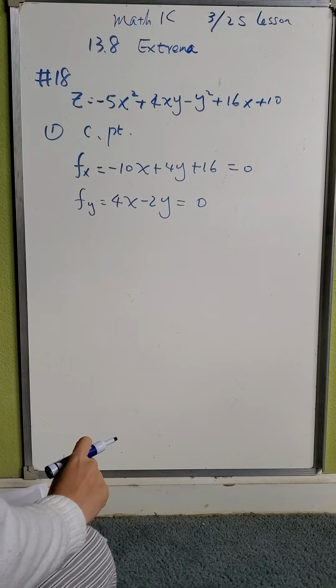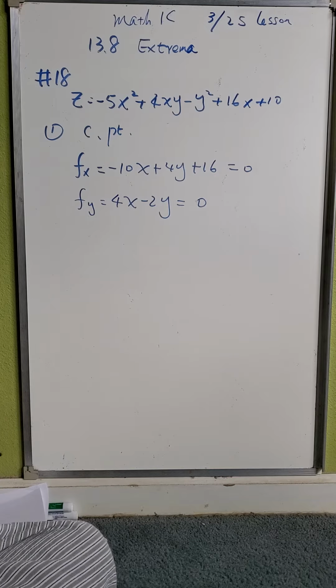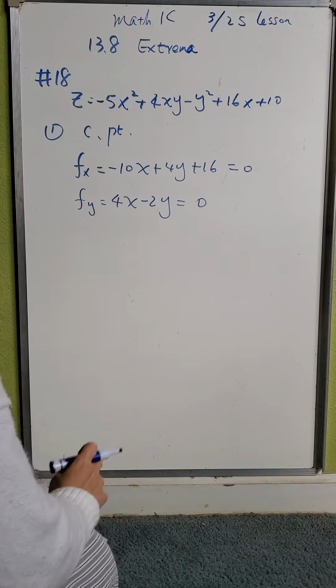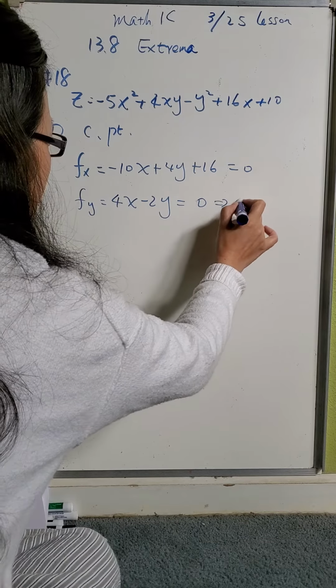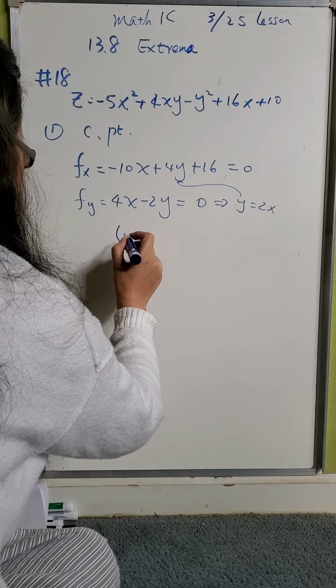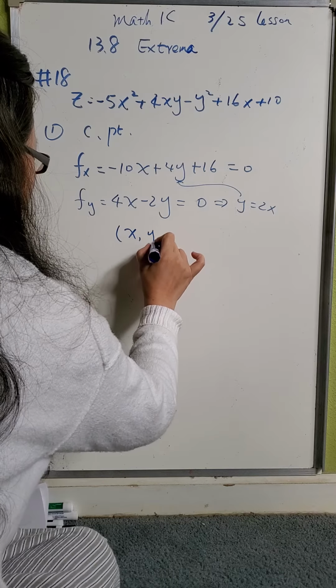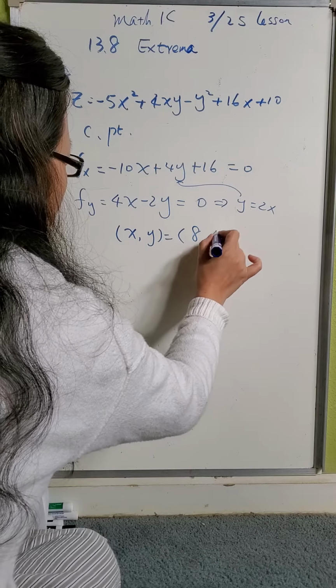To solve this system of equations, okay, this one I probably don't need to solve it for you guys. You just need to solve y here. Y is equal to x, and then put it inside here, okay? And then eventually your x and y come out equal to 8 and 16.